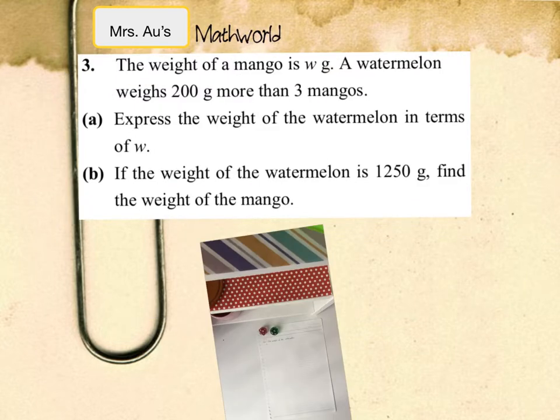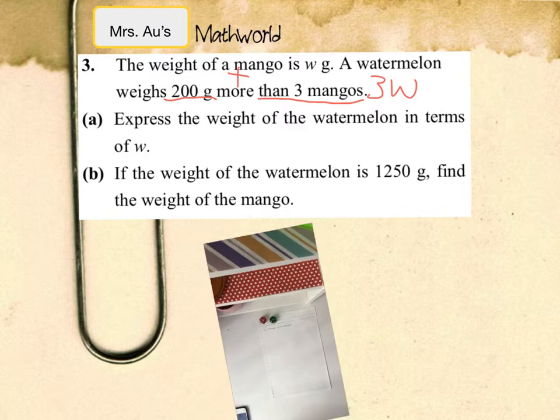For question 3, the question gives you the weight of a mango to be W grams. It is a kind of unknown, but at least we know it is W. Then the watermelon weighs 200 grams more than 3 mangoes. That means we need to handle the 3 mangoes, which is 3 times W, and then we add 200 because it is more than. So we get 200 plus 3W grams in total.